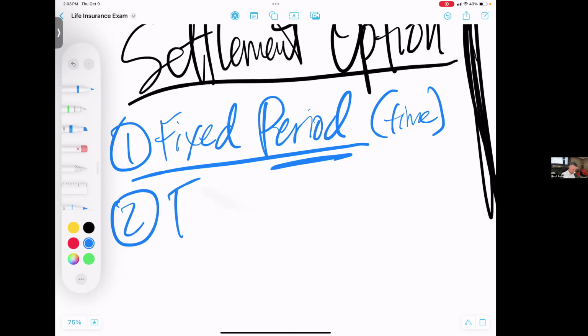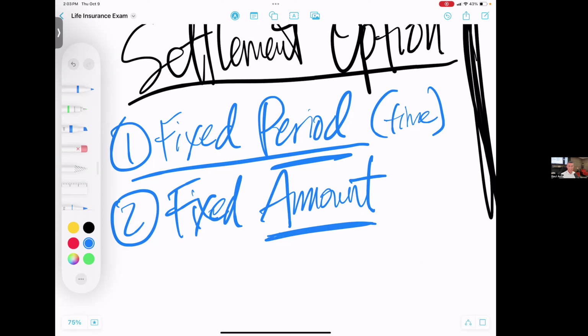What if the client chooses fixed amount? Fixed amount. That's when the client says, "Hey, I want my money. I want my money monthly. I want X dollars per month." So let's say how do I want my money? I want to get 7,000 a month until the money runs out. So what settlement option are they choosing? Fixed amount. Okay.